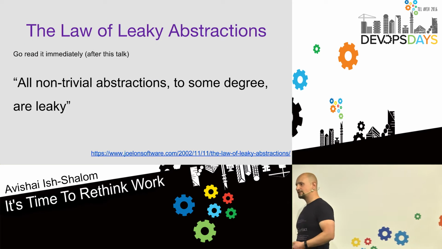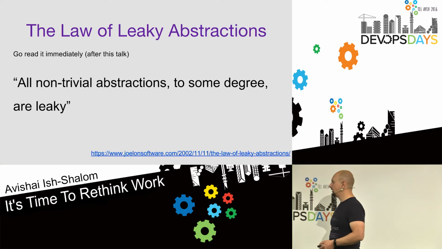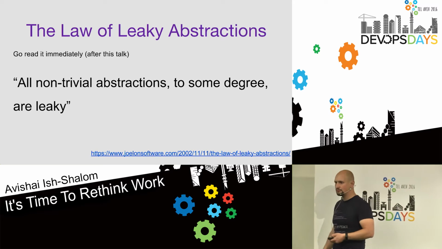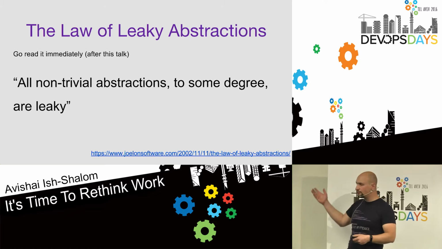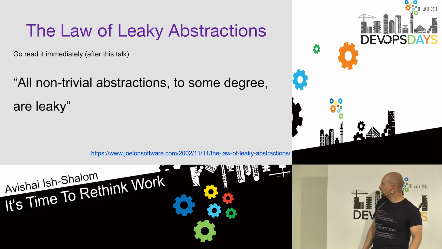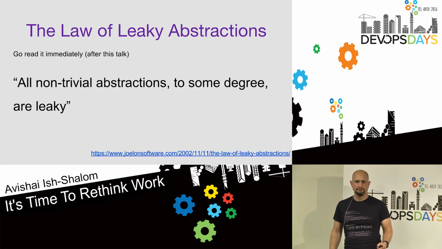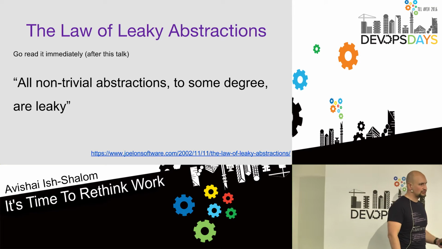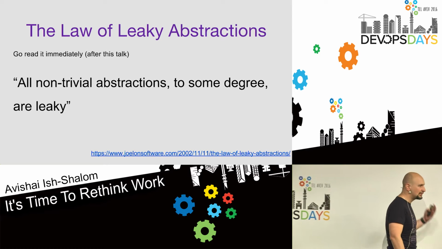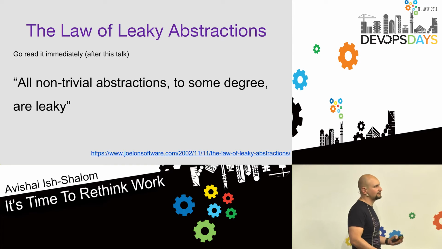The Law of Leaky Abstractions. This was written by Joel Spolsky about 14 years ago, more or less. If you don't know this, go read it. Really, really cool. Basically, all abstractions, to some degree, are leaky. Everything breaks, and all abstractions will break, and everything will leak up, and we will have to debug this. It's a fact of life.